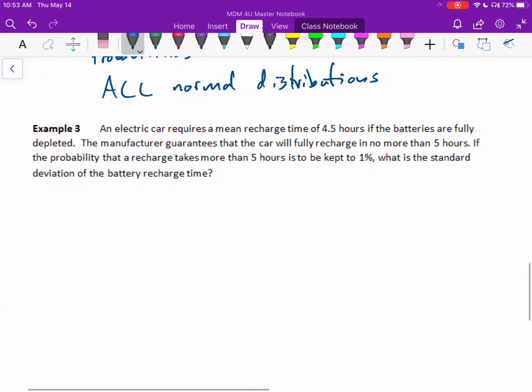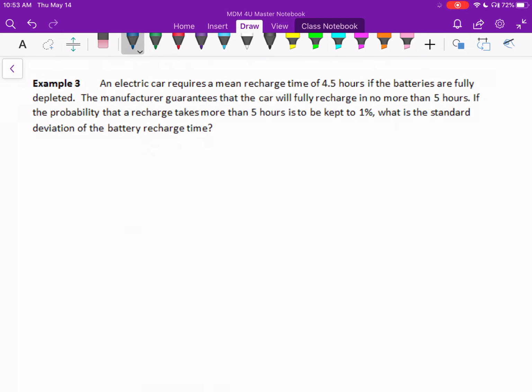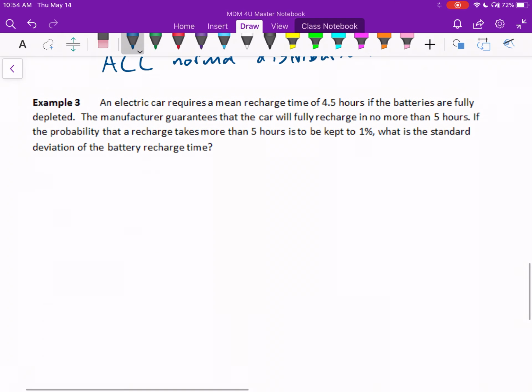All right, last example. An electric car requires a mean recharge time of 4.5 hours. All right. Well, if that's our mean, then that's our mu. If the batteries are fully depleted, the manufacturer guarantees that the car will fully recharge in no more than 5 hours. That looks like it's probably going to be an X value somehow, right? If the probability that a recharge takes more than 5 hours is to be kept to 1%, what's the standard deviation of the battery recharge time?